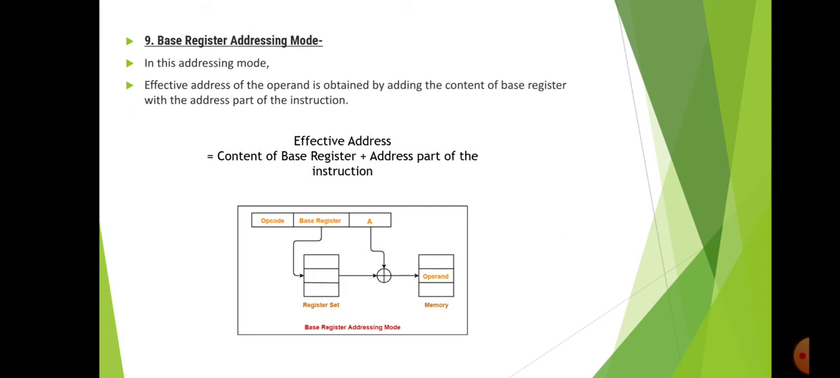Next, base register. In this addressing mode, the effective address of the operand is obtained by adding the content of the base register with the address part of the instruction.